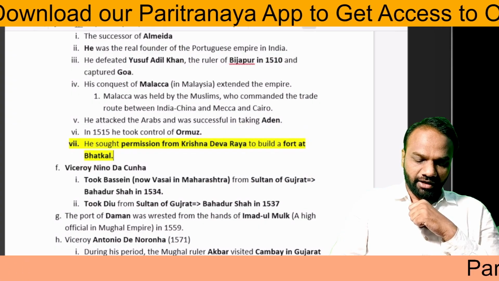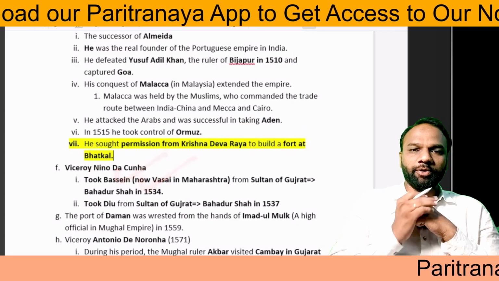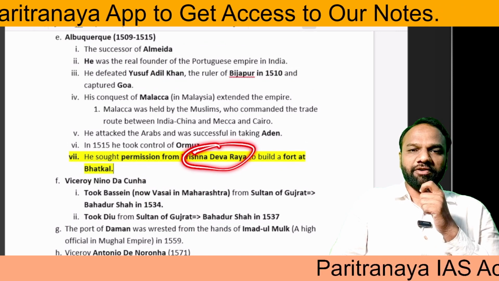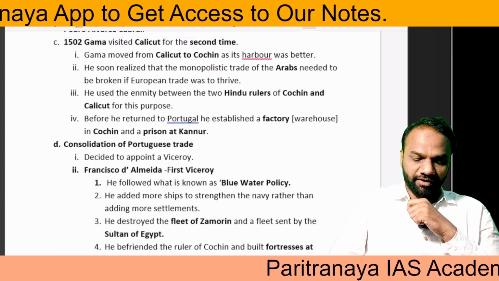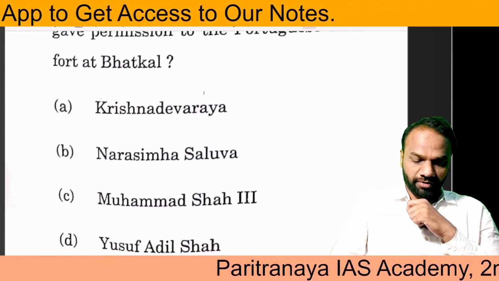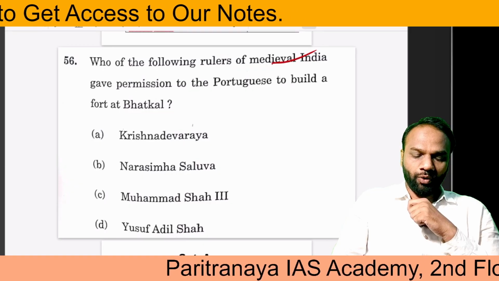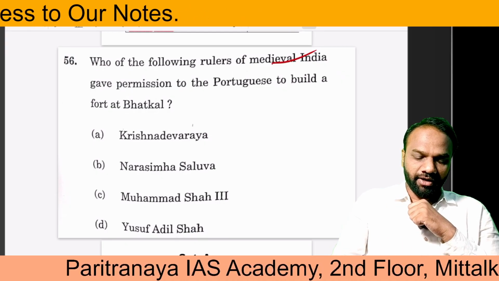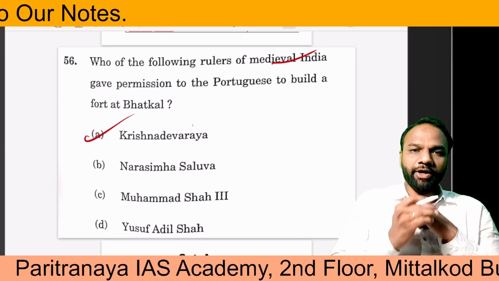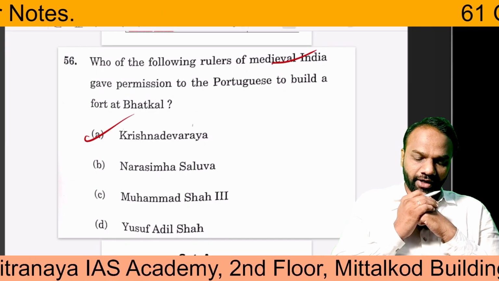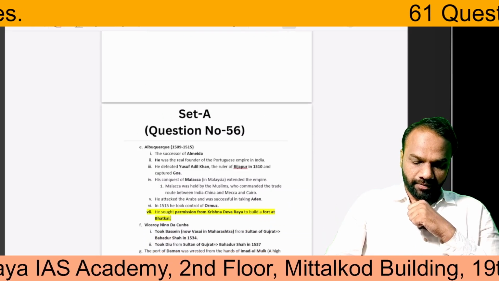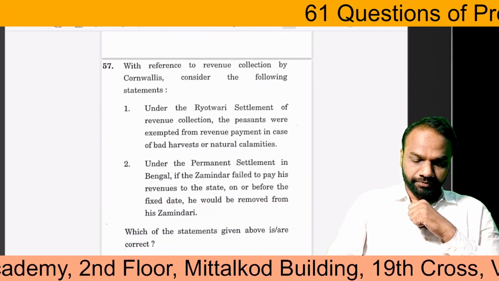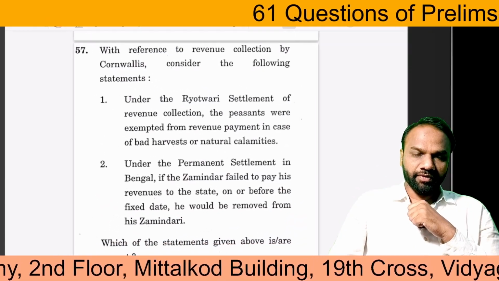There is also information pertaining to other viceroys as well. But here it is clearly visible that he sought permission from Krishna Deva Raya. So the answer to this question, which of the following rulers of medieval India gave permission to Portuguese to build a fort at Bhatkal, is Krishna Deva Raya. He gave permission to Viceroy Albuquerque. Next question.